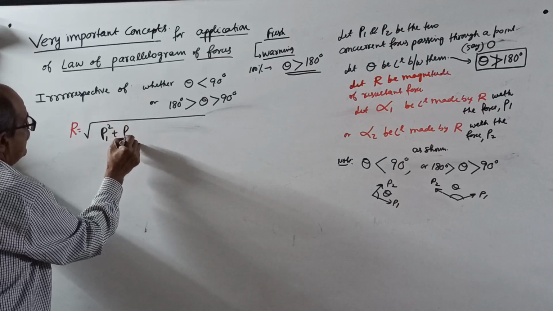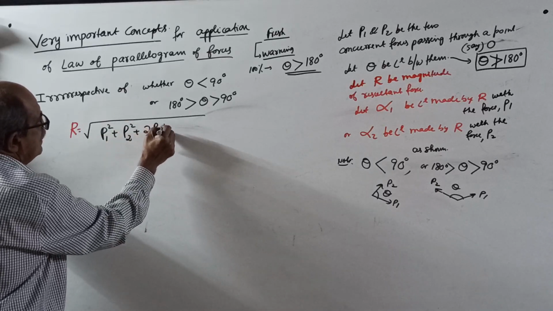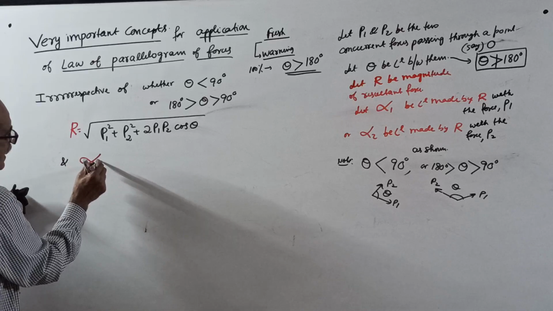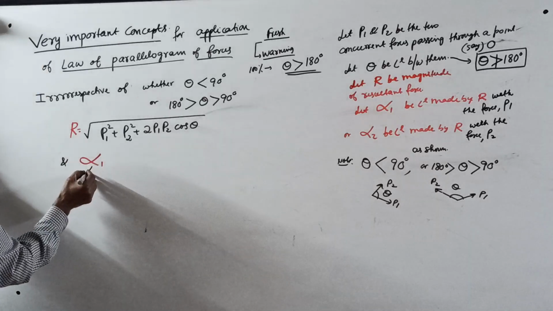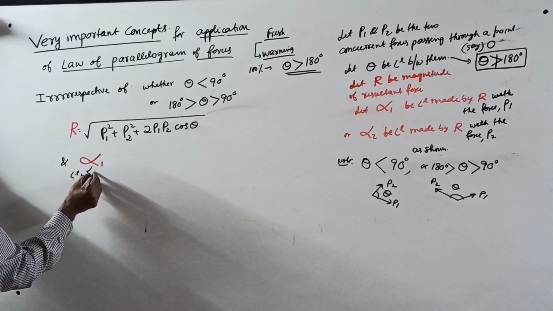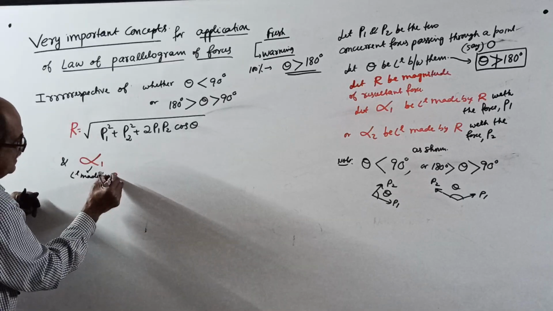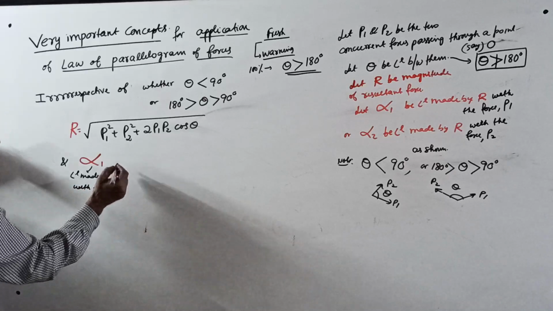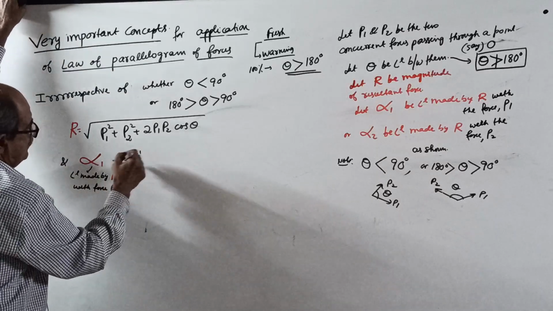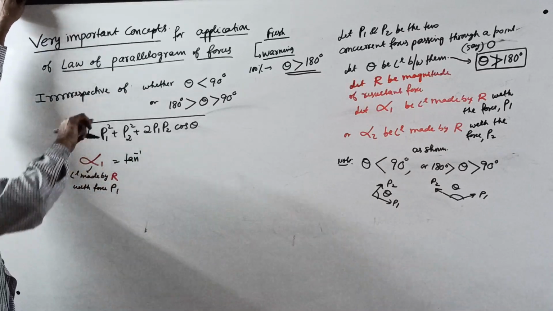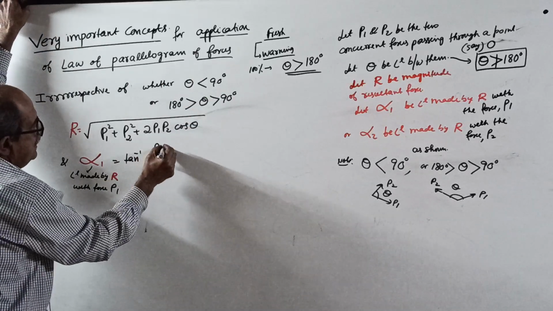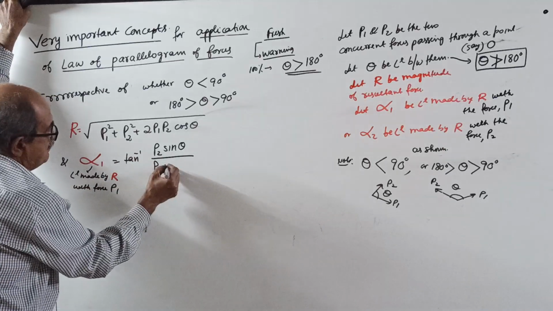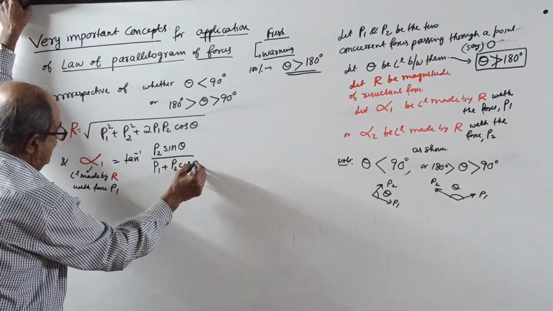P1 square plus P2 square plus 2 P1 P2 into cos theta. And alpha 1, you write here, is the angle made by resultant R with the force P1, equal to tan inverse of, other force P2 into sin theta divided by that force with which you are referring, P1 plus P2 into cos theta.